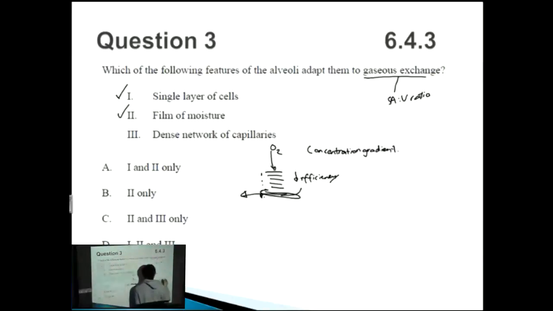So remember with the concentration gradient, say for inside the blood, you want to maintain the blood to have low O2 and to have high CO2. And this way, what happens? The O2 from the atmosphere moves inside the lungs, inside the blood rather, and the carbon dioxide moves out of the blood into the lungs as well. Okay, so therefore the answer is D.